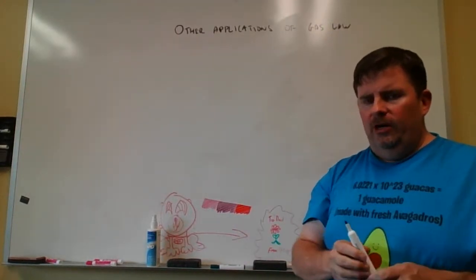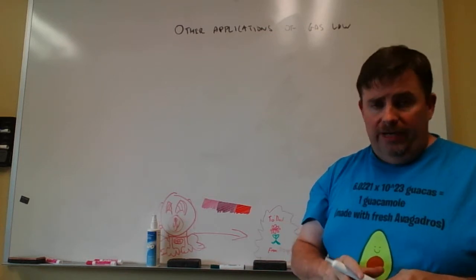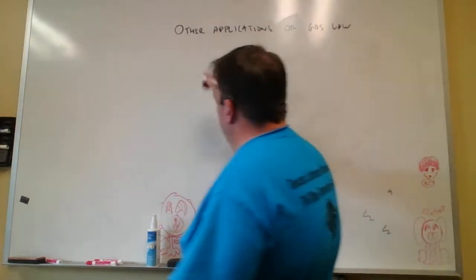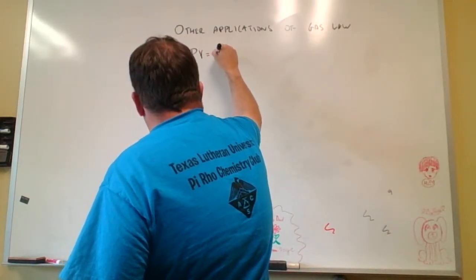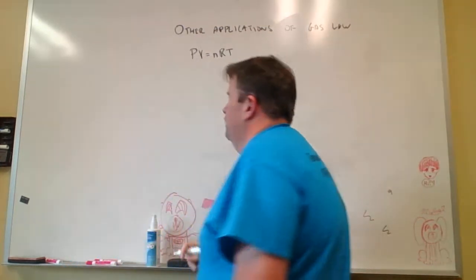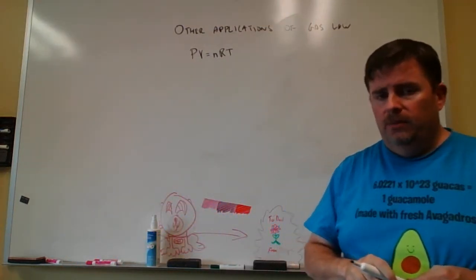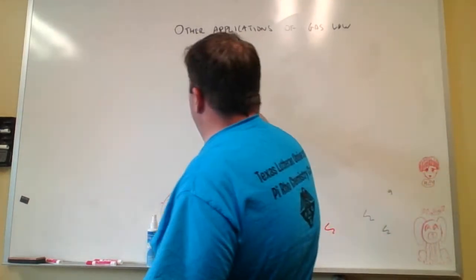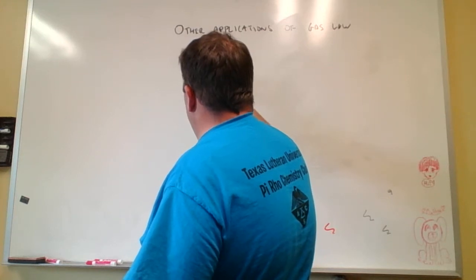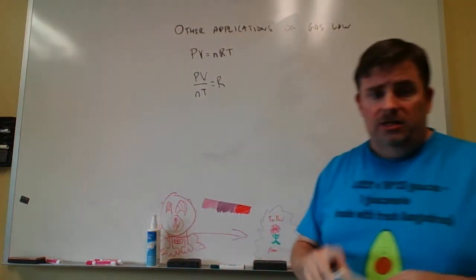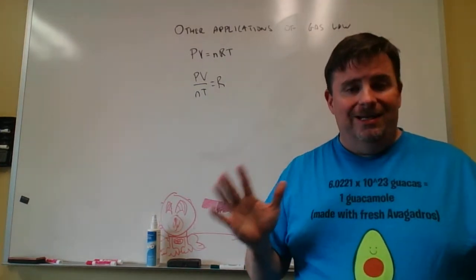One thing we want to talk about with gas laws is the fact that there are other applications for the gas law. Namely, that the gas law at any given time is going to be four variables and one constant. So what this means is that PV over nT is going to be equal to some constant R, the ideal gas constant. Now that gas constant is going to be constant at any time.